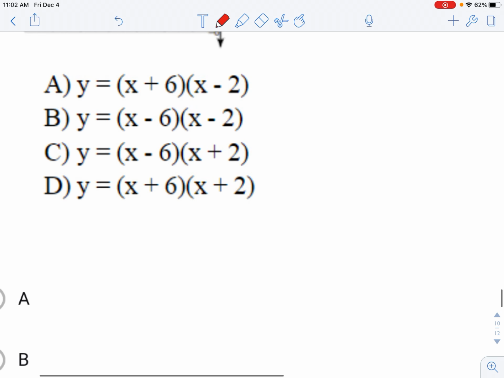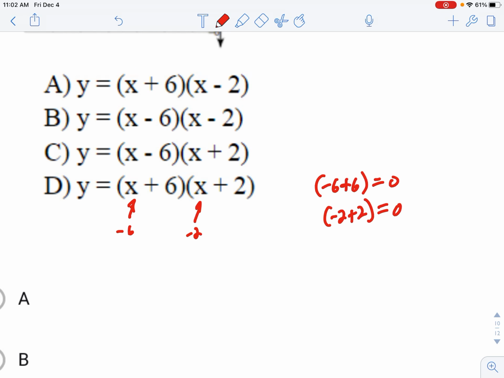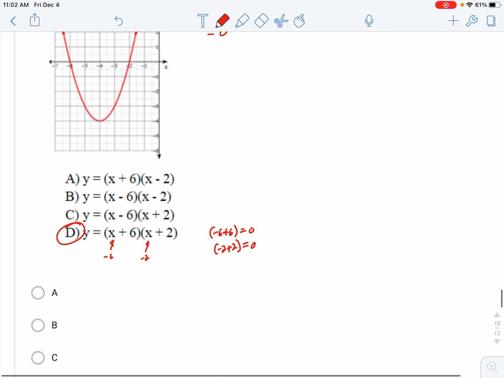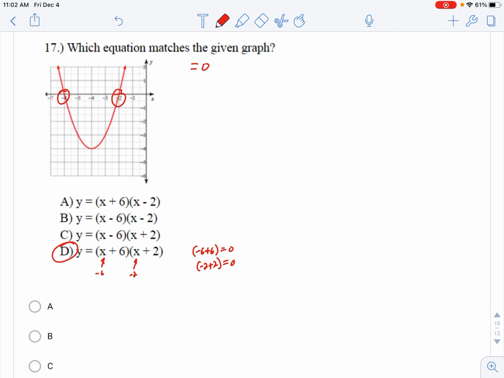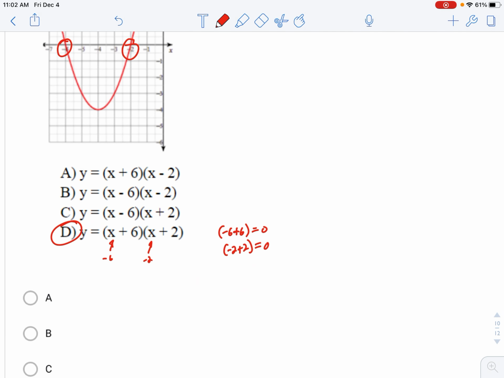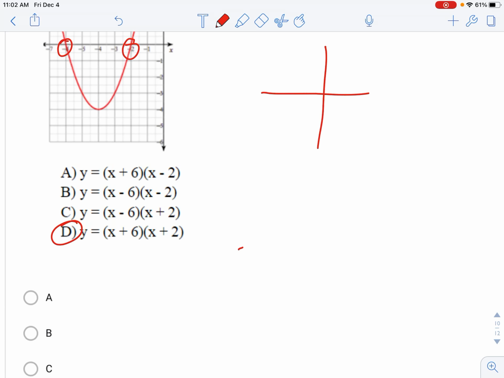Well, if you look at the last one, if you plug in a -6 right here, or you plug in a -2 right there, you get -6 plus 6, which is 0, or you get -2 plus 2, which is 0. So the answer is D. So basically, whatever those zeros are, those x-intercepts, pick the terms with the opposite ones, and that's going to be your answer.